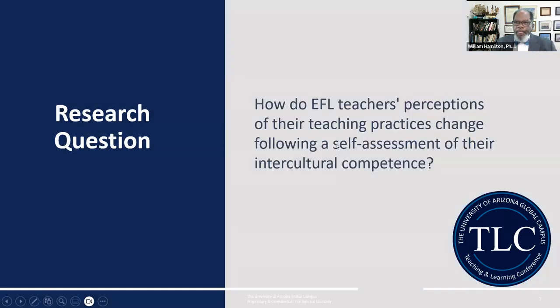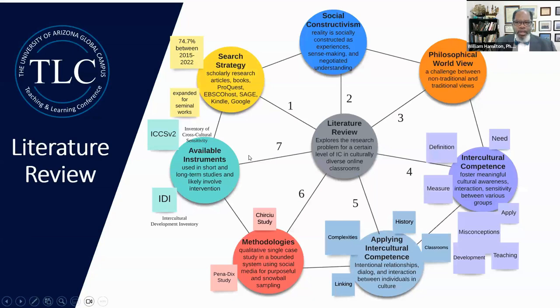Research question: How do EFL teachers' perceptions of their teaching practices change following a self-assessment of their intercultural competence? So this is an overview of the literature review. It explores the research problem for a certain level of intercultural competence in culturally diverse online classrooms.